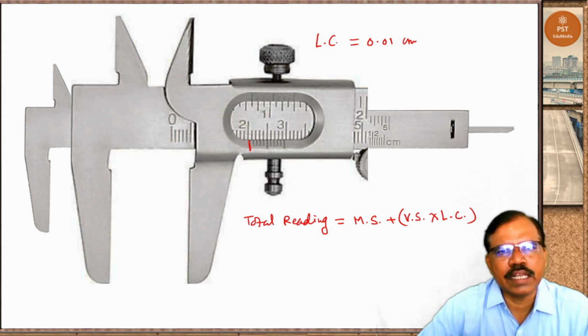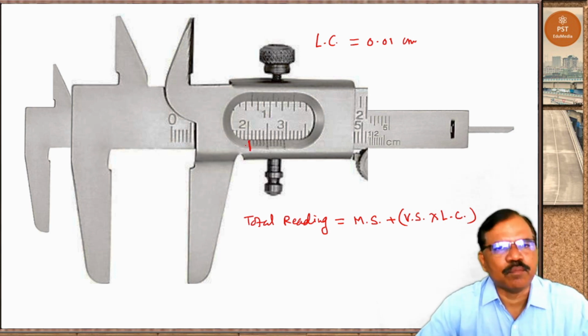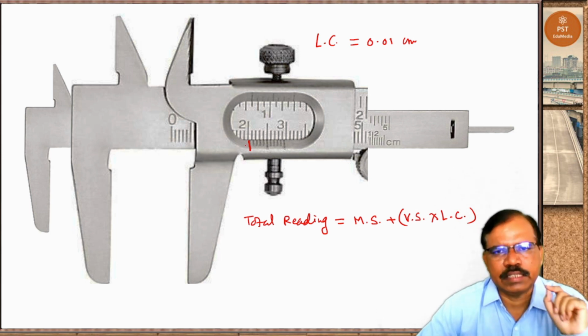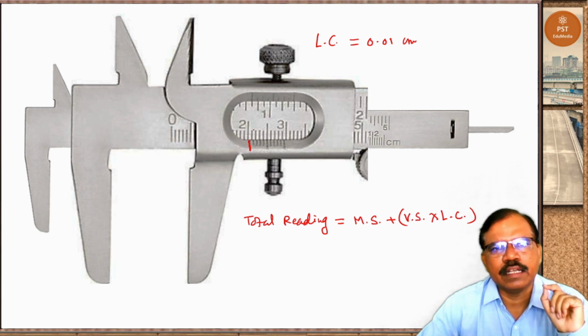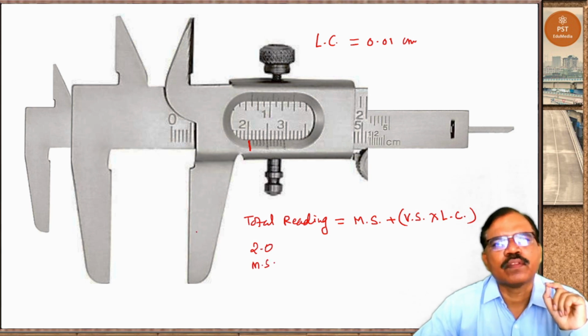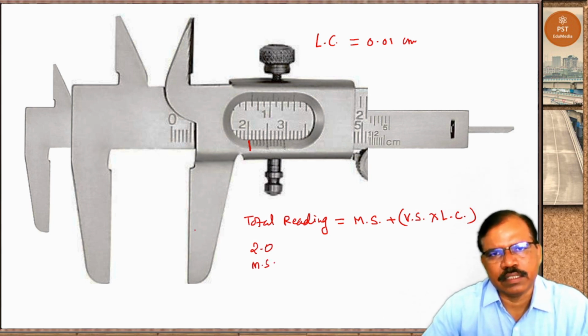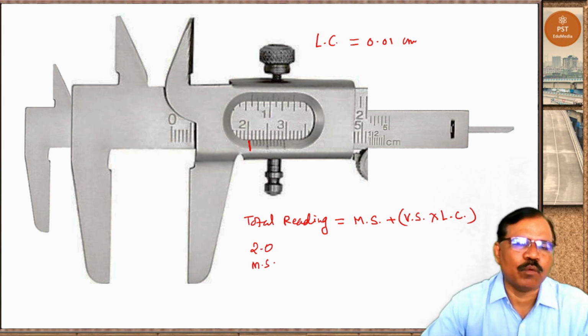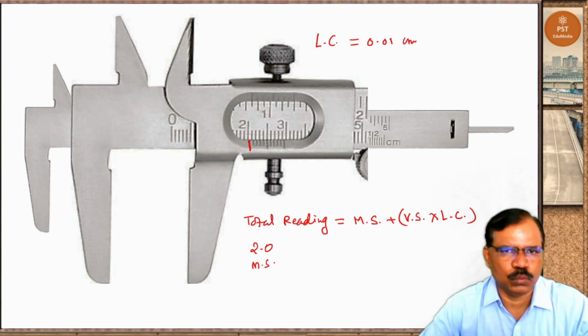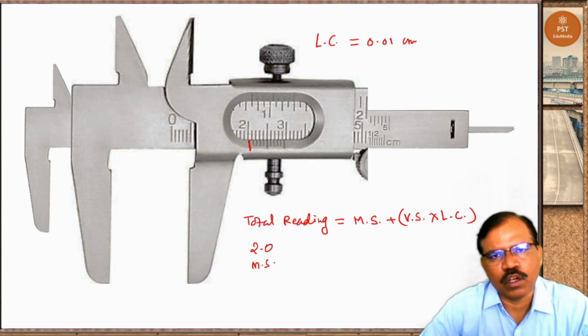So the first line will match with some line on the main scale. That is our main scale reading. Here, if we see, it is 2.0, that is main scale. It is slightly greater than 2, but it is less than 2.1, so take it as 2.0 or 2 centimeter.